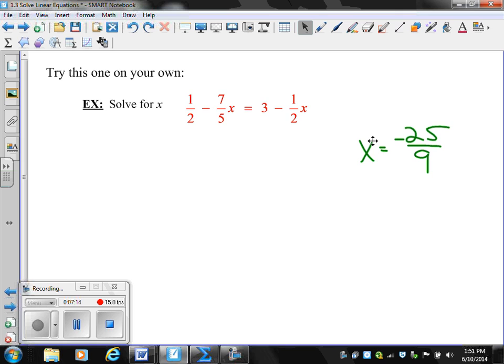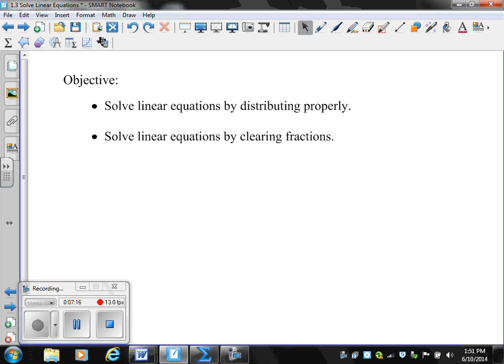Okay, so did we do these things today? Did we meet our objectives? Did we look at solving linear equations by distributing property? Yeah, we did one of those, right? Did we solve a linear equation by clearing fractions? Well, I did one myself, and then I gave you guys one for practice. So hopefully you got practice on 2 of them today.